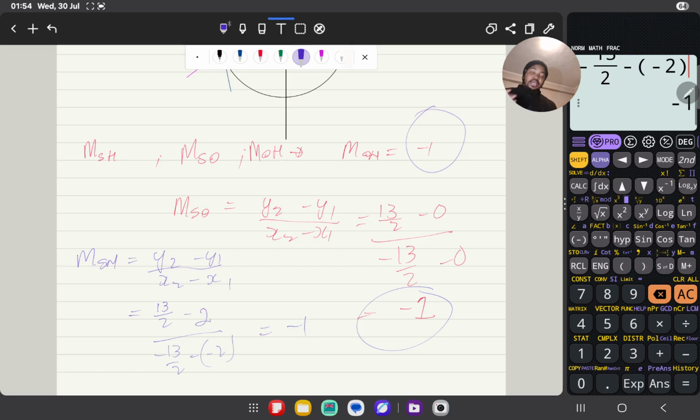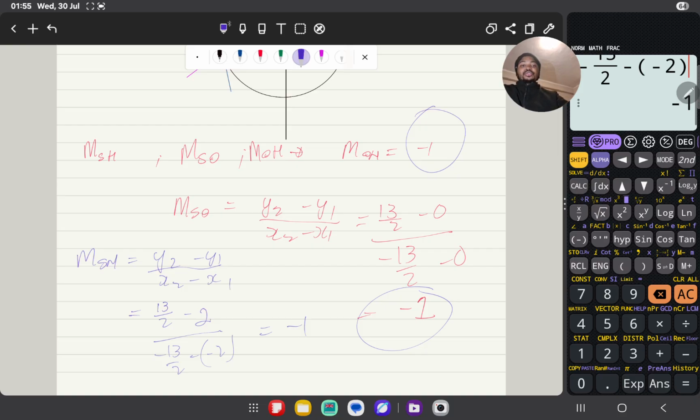So now you see that the gradients are the same, and therefore that must mean that H, S, and O are on a straight line, right?